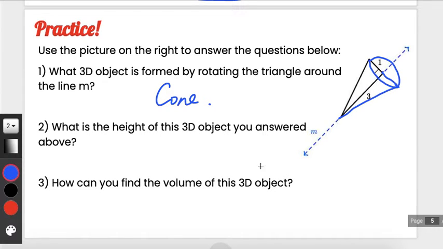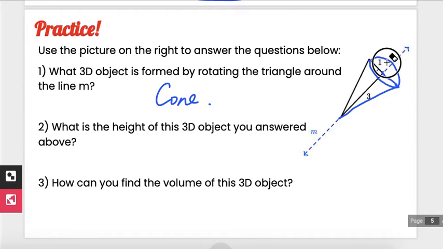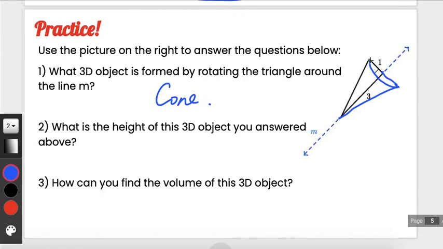What is the height of the 3D object? Sorry, it looks somehow like an ice cream cone here. So what is the height? Remember, the height is from the top. Sometimes this one is more like upside down. Generally when we draw the cone, we always draw it this way, right? So we know this is the height. This height is from the top point to the center of the base, which is the circle here. So the height is 3. This is our height. I'm going to use a different color to trace this part.